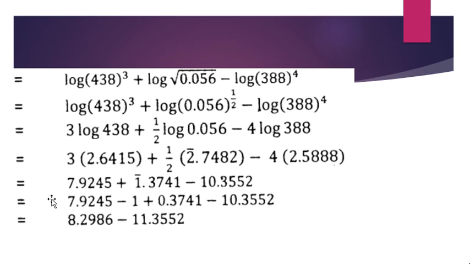Okay, in the next step, look over there, this minus sign with the 1, there is a negative 1, so minus and plus become minus, and the next value after the decimal becomes positive. Due to that sign, the plus sign is there, so this minus 1 becomes minus, and the next value after that decimal becomes positive, that is 0.3741, and then minus 10.3552. We are observing that two values are positive.